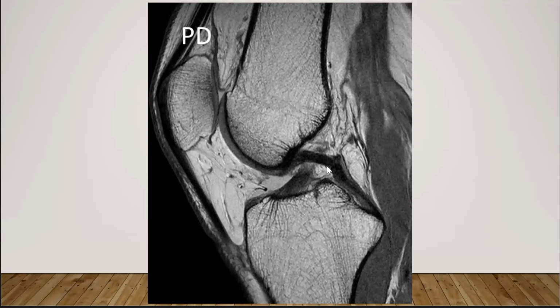and this portion of the anterior meniscofemoral ligament is called the Humphrey ligament. And this is a normal variant.